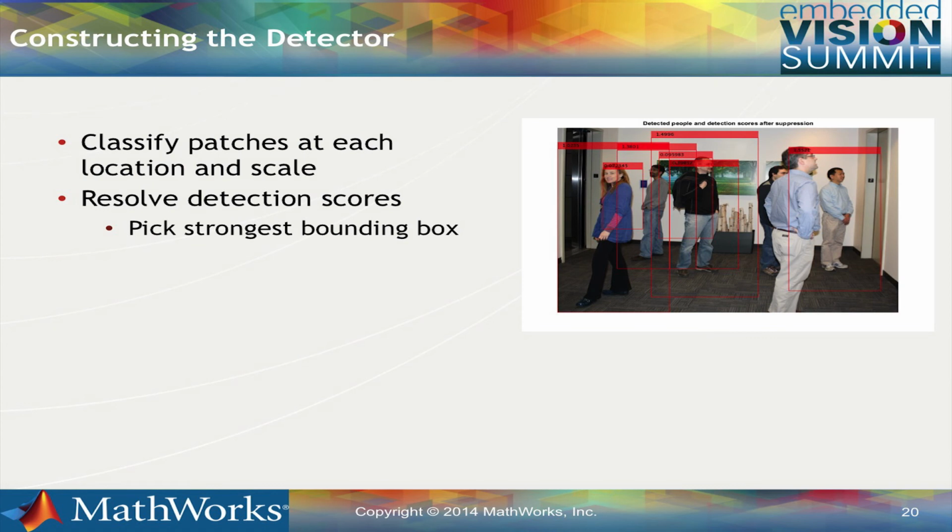So if you did run your classifier across the entire image, you'd end up with a series of boxes where it said the label was a person and it had a response above a certain threshold. And the next thing to do would be to figure out what your strongest bounding box is. There's a variety of methods you can use. You can simply average out all of the overlapping bounding boxes, or you can use a more involved technique called non-maximal suppression, which resolves the detection scores and picks the strongest bounding box.